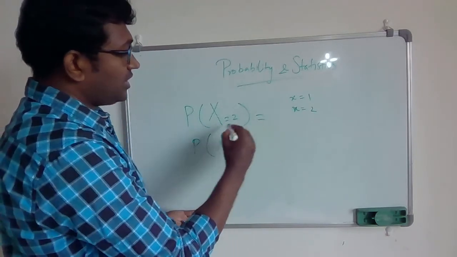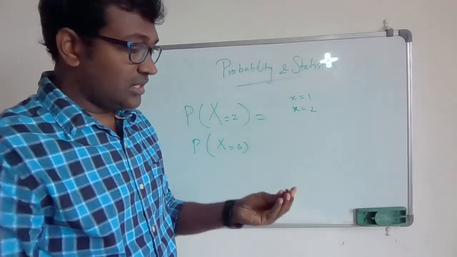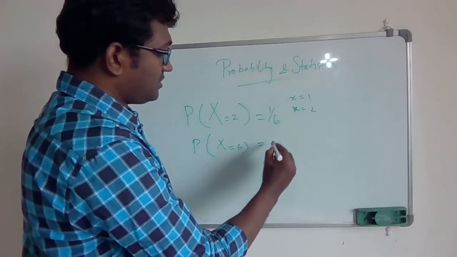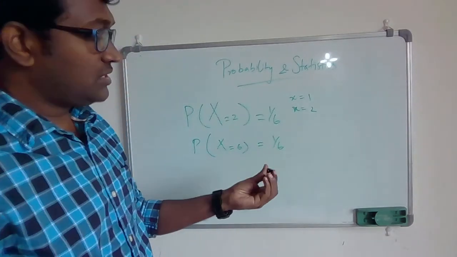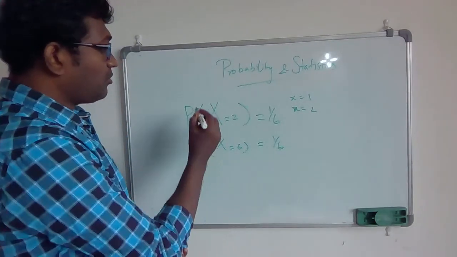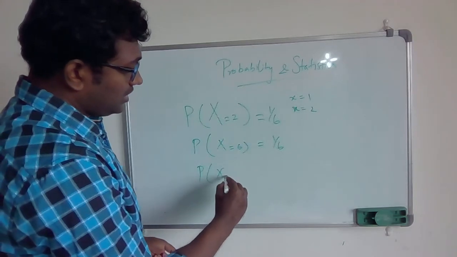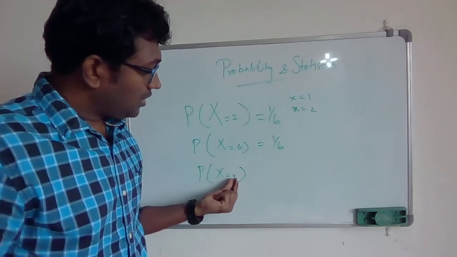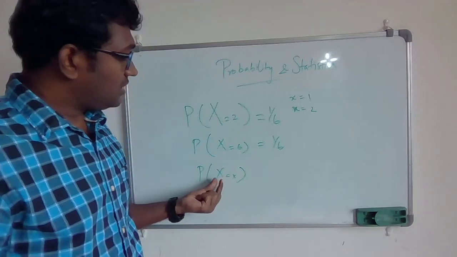Since this is a fair die, all probabilities are equal between 1 to 6. The probability of X equal to 2 is 1 by 6, and X equal to 6 is also 1 by 6 because it's uniform. There is no bias in this. Anything can come. Normally we represent a random variable with a capital X, and you will see something like X is equal to x, which means the probability of obtaining the value x equal to 2 or x equal to 6.